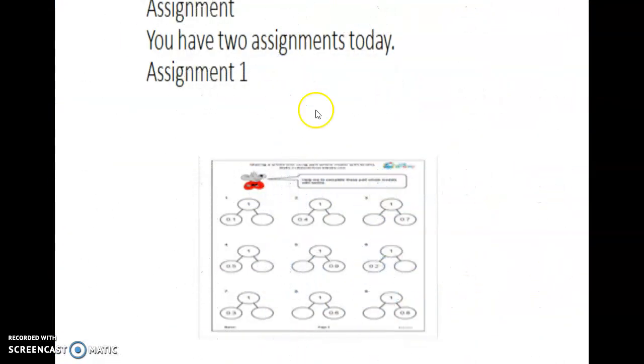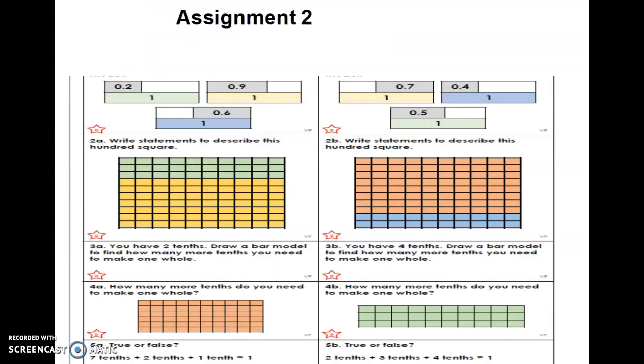So now this is your assignment. Today you have two assignments. This is the first one. This is the second one.